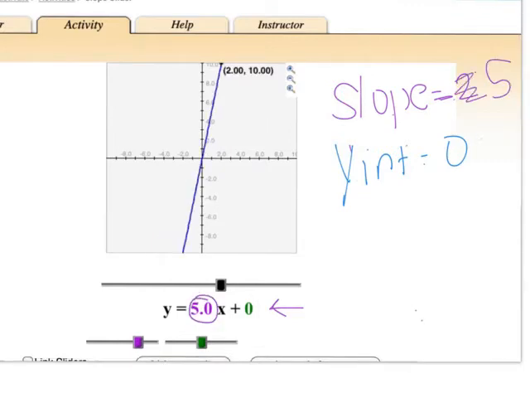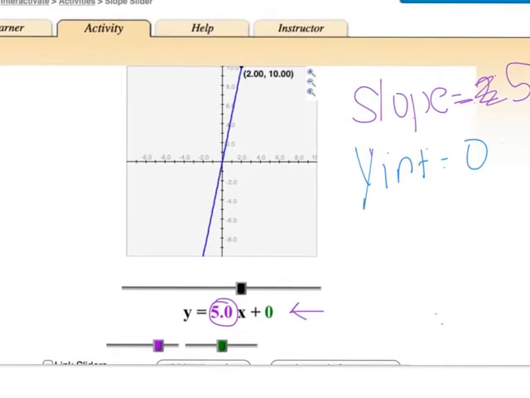Now watch what I do here. Now I'm going to move the green slider. Okay, as I move the green slider, the steepness of the line is not changing, but the line's going up and down along the y-axis. So right now my y-intercept is at -5, and that number is right here. That's our constant.